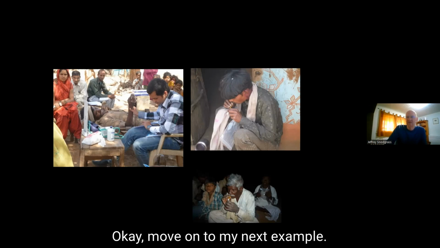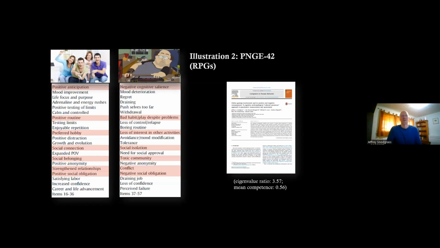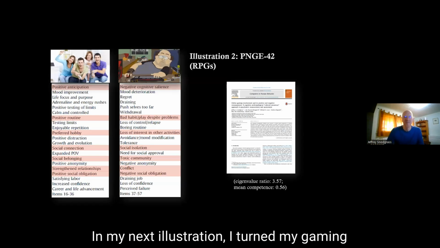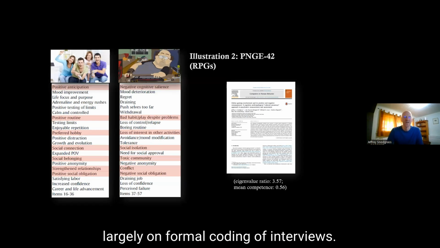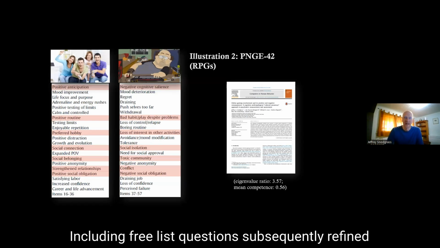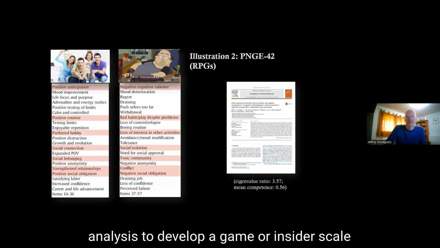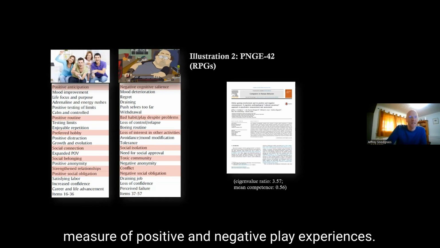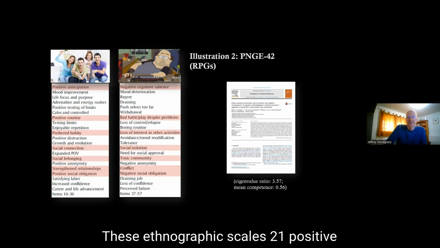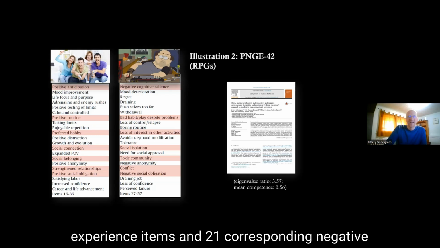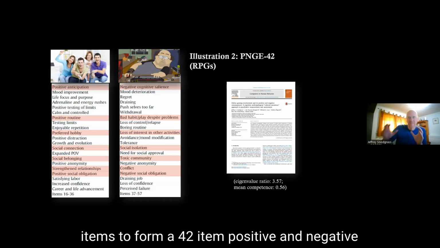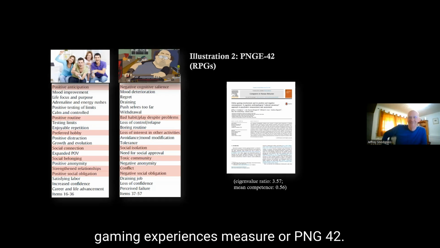Okay, I'm going to move on to my next example. In my next illustration, I turned to my gaming health research, where my team and I relied largely on formal coding of interviews, including free list questions, subsequently refined with field questionnaires and cultural consensus analysis to develop a gamer insider scale measure of positive and negative play experiences. These ethnographic scales, 21 positive experience items and 21 corresponding negative items, form a 42-item positive and negative gaming experiences measure, or PNGE 42.